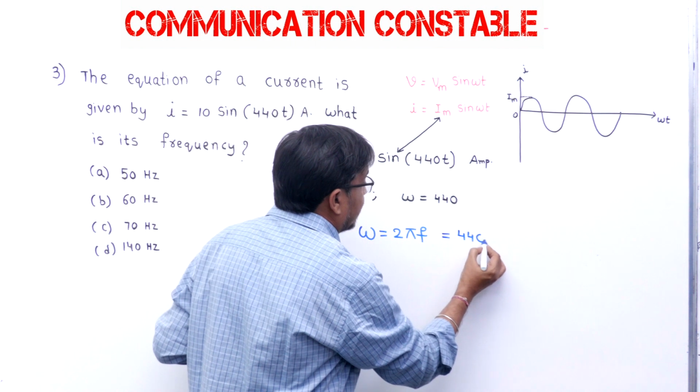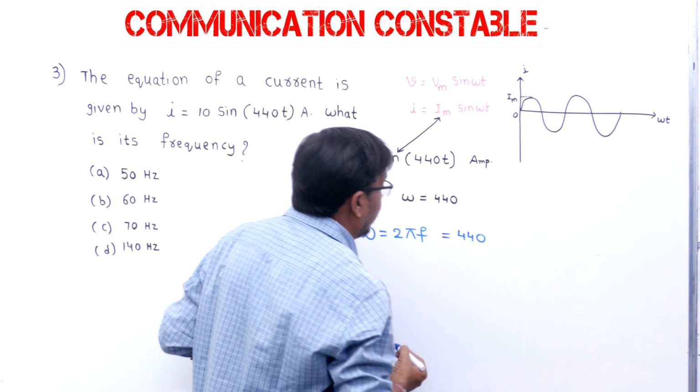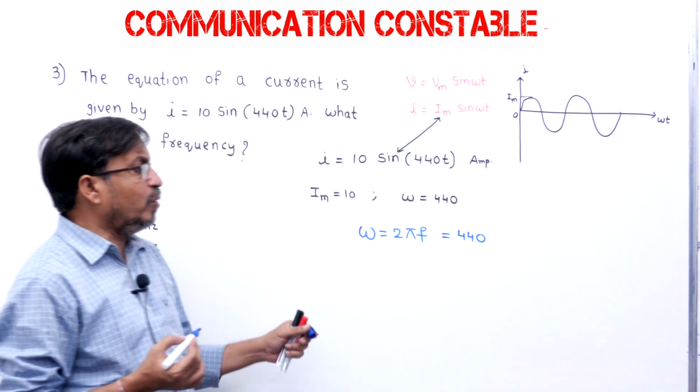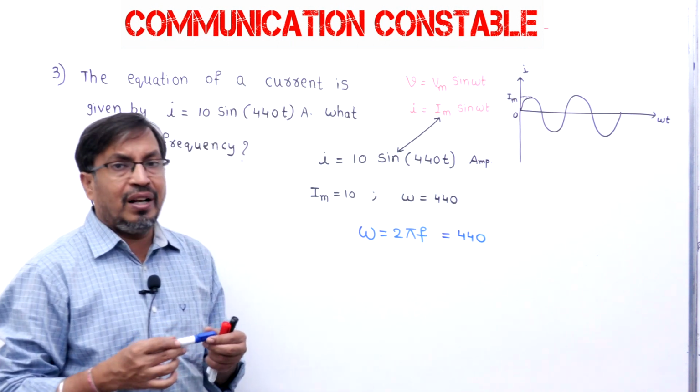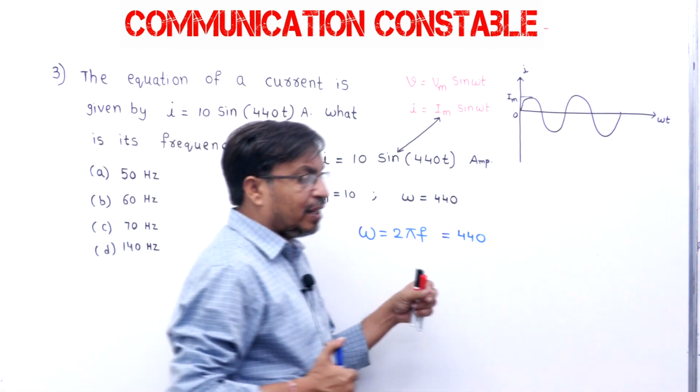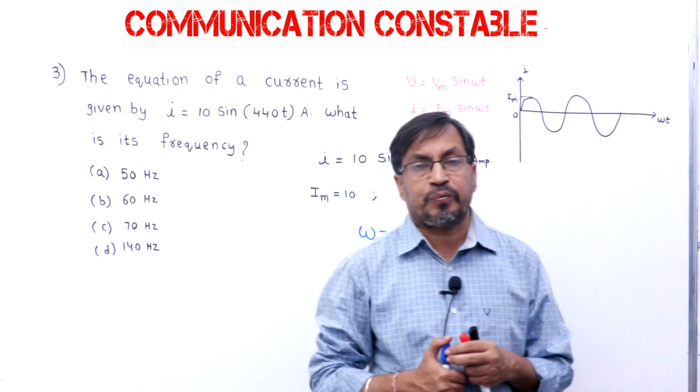So students, here you have to remember that 90% of the time they will give the omega value and ask for the frequency value. Sometimes from that concept they are asking ripple frequency also.